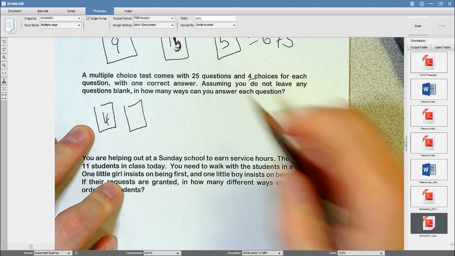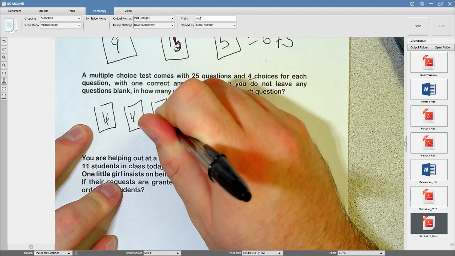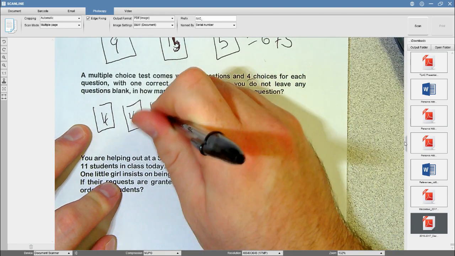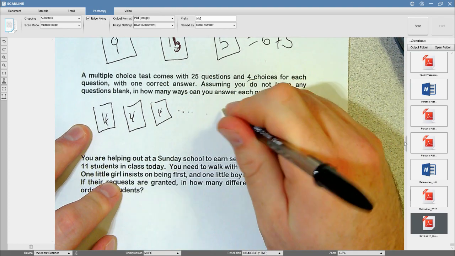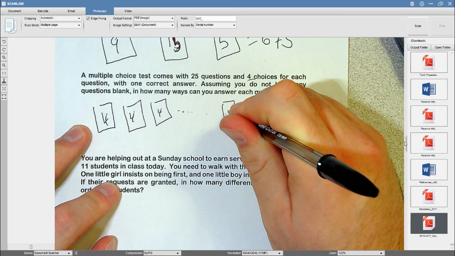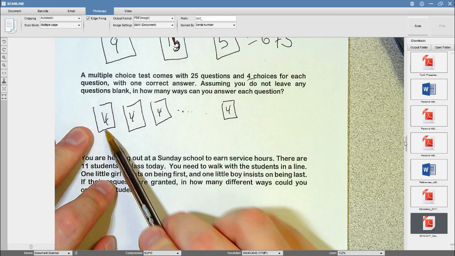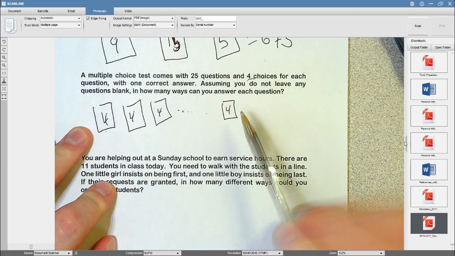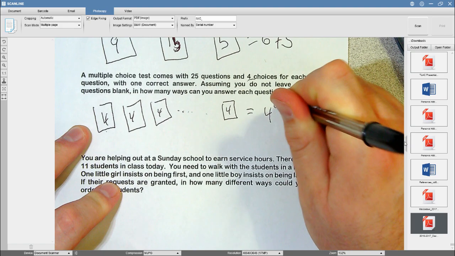How many choices do we have? We have 4 of them. We come to the third question. How many choices do we have for the third question? It's 4. All the way down to the 25th question, which we also have 4 choices. So what's 4 times 4 times 4 times 4, 25 times? Well, we can write that as 4 to the 25th power.